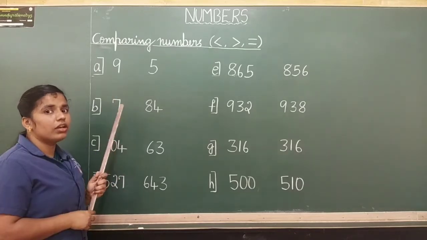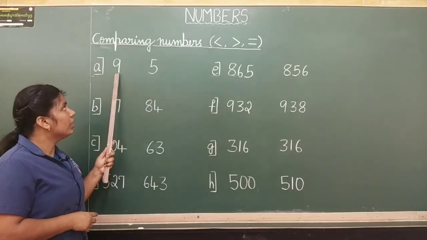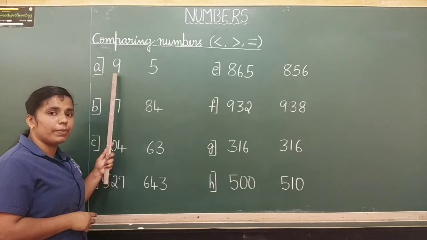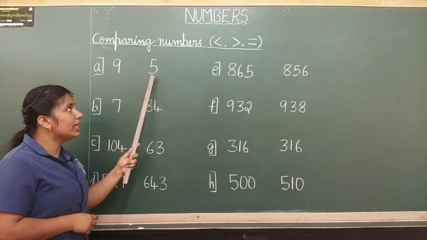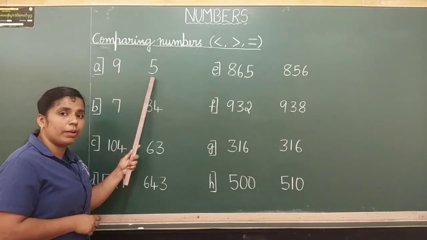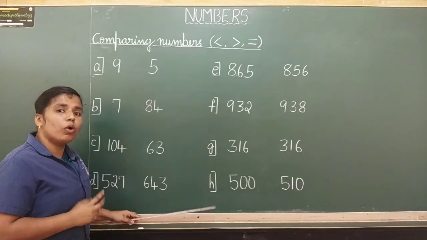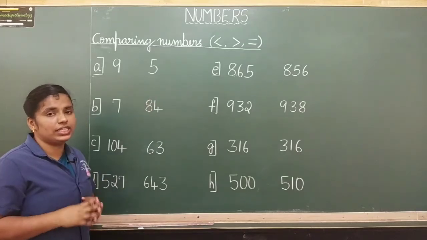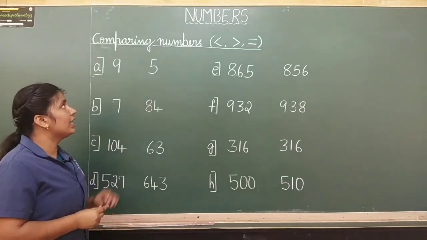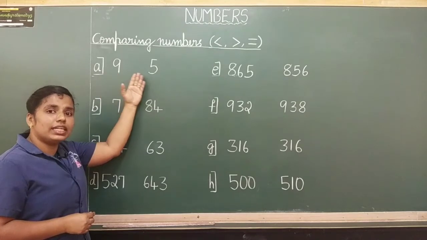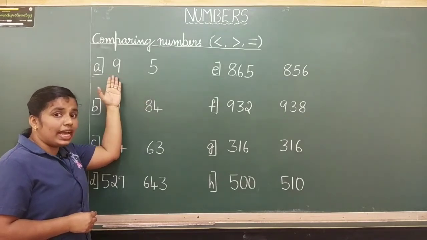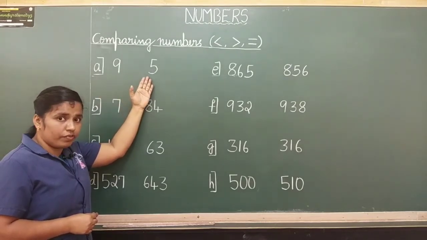Let us take the first example. Here you can see we have number 9. On the other side we have number 5. Both are one digit numbers, and you know that 9 is greater than 5.